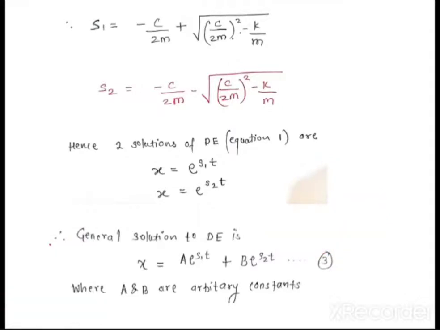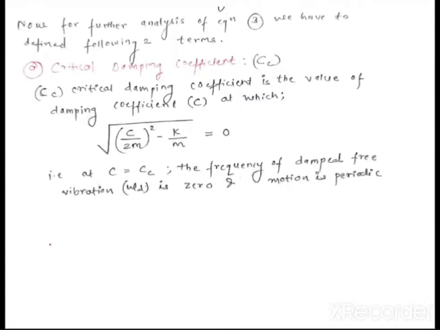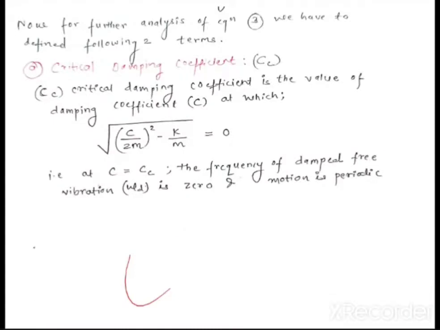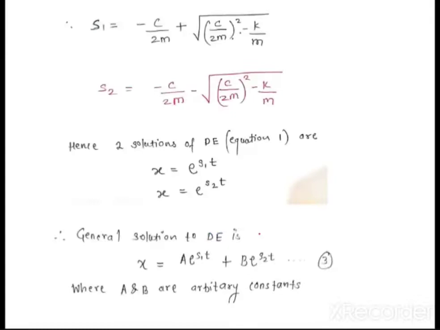So let me complete this part. Now basically, for further analysis of equation 3, which equation 3? Equation 3 means X is equal to A into e raised to s1 t plus B into e raised to s2 t. So for further analysis of this equation 3, I have to define some more terms.